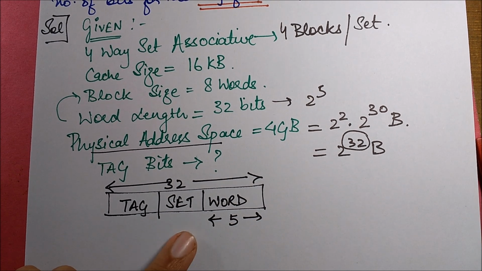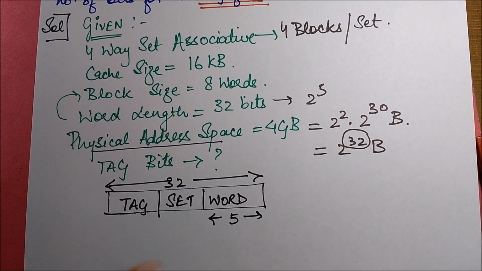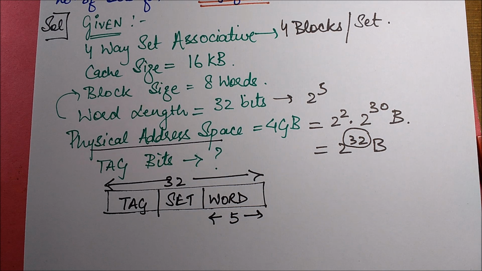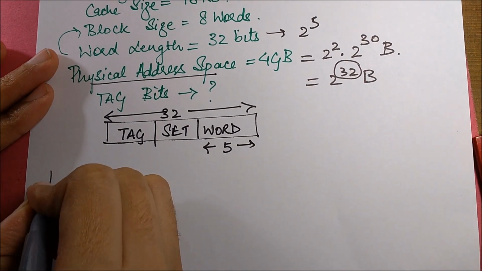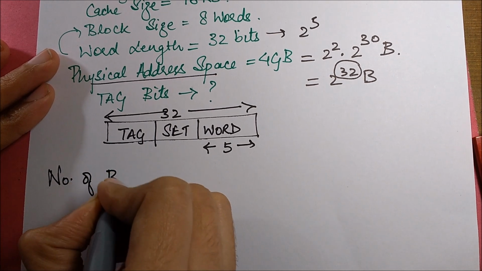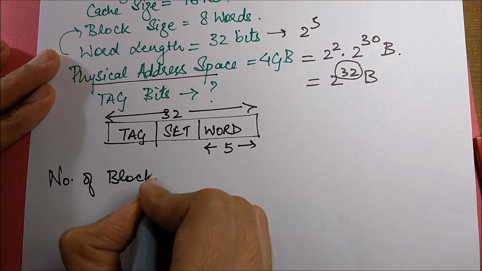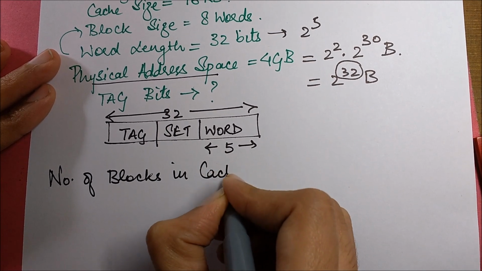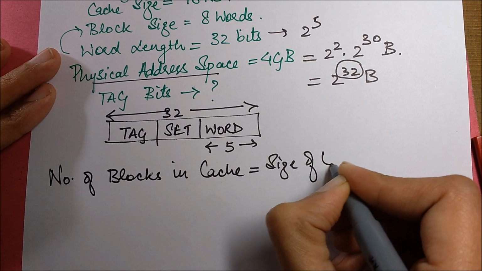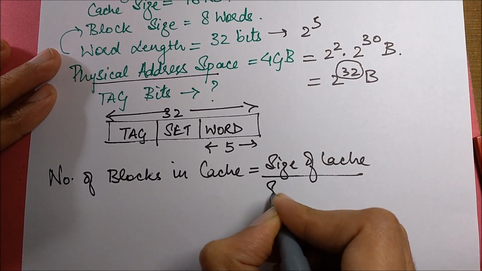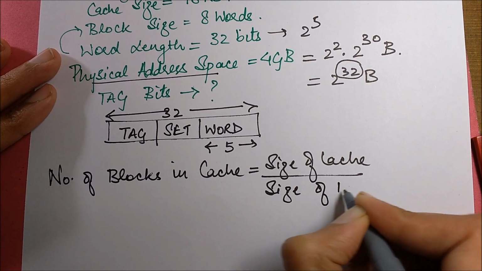Then we are going to find the set bits. Now this is what is very important. So first of all, what do we require for this? We require the number of blocks present in cache and then the number of sets present in cache, right? So first of all, let's find the number of blocks in cache. How do we find the number of blocks in cache? Number of blocks in cache is equal to size of cache upon size of one block.